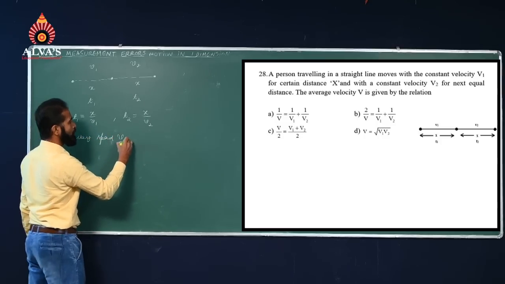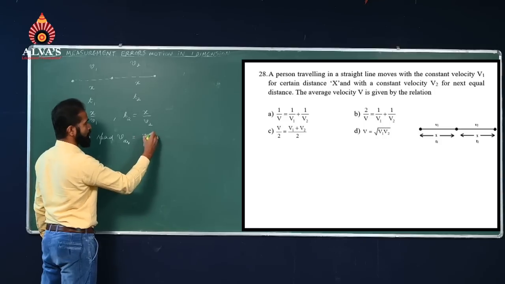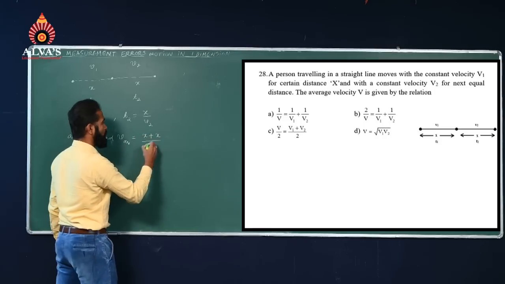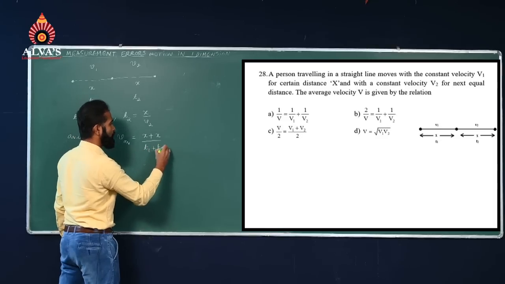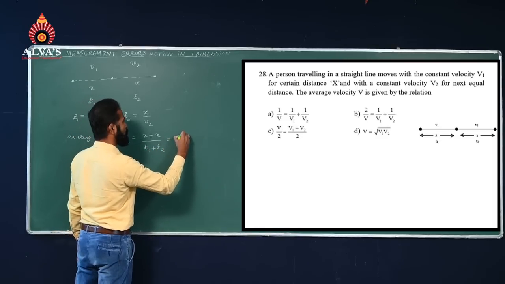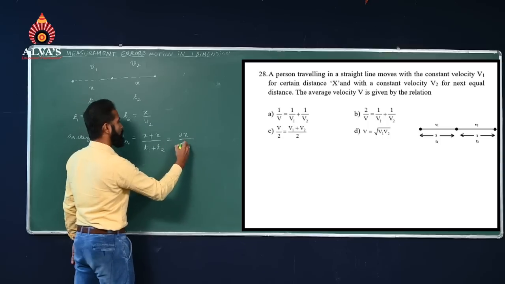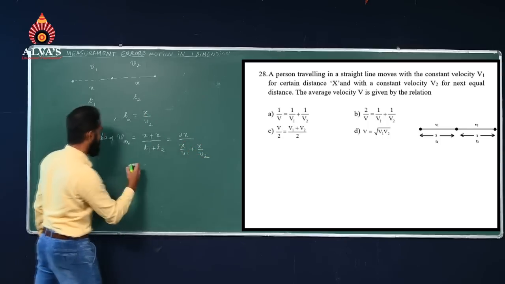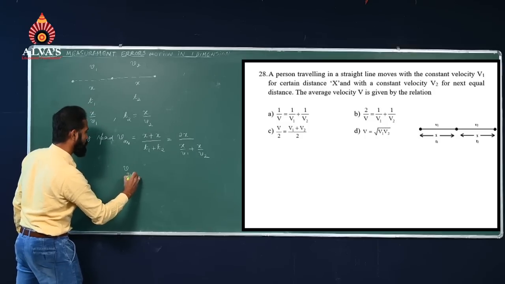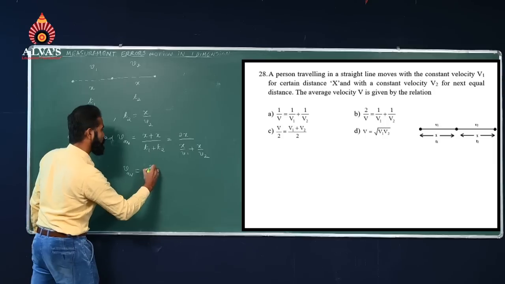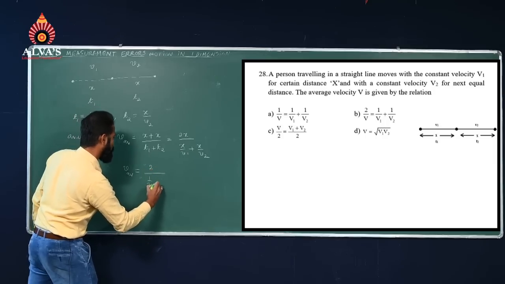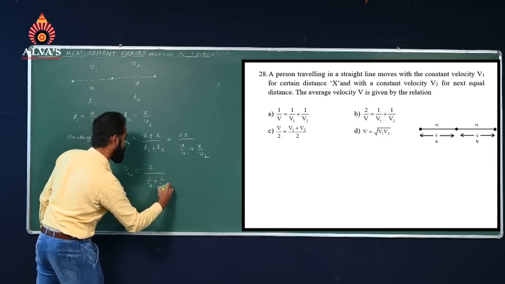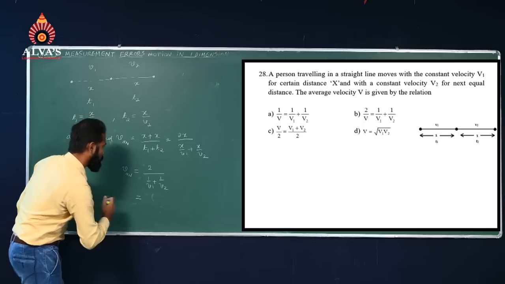So average speed, V average, is nothing but total distance, that is x plus x, divided by total time t1 plus t2. So this becomes 2x divided by x by v1 plus x by v2, or V average becomes equal to 2 divided by 1 by v1 plus 1 by v2. So let us solve this.